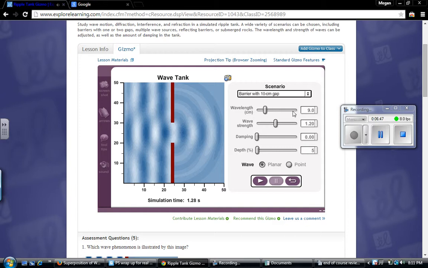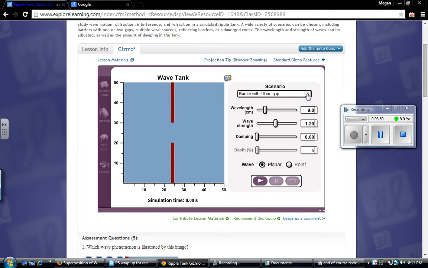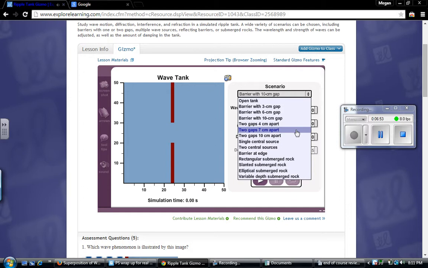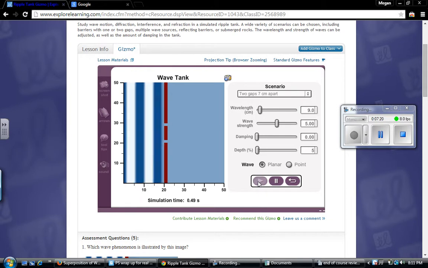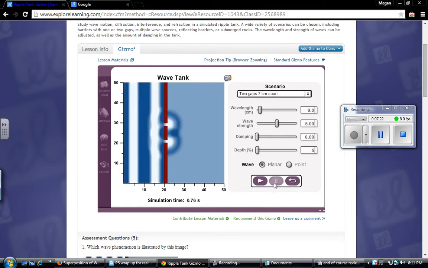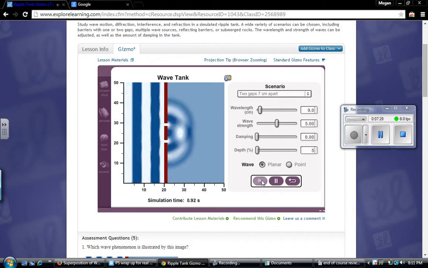Alright, now we have to combine this idea with what we just learned about constructive and destructive interference. I'm going to have a barrier with two gaps. So the waves coming through this gap are going to form those circular wave patterns, and the waves coming through this gap are going to form circular wave patterns too. The waves from this slit and the waves from this slit are going to hit each other. So let's watch and see what happens. Here it comes, the straight wave hits the gap, and there they are, we start to get two different circular wave patterns. Now these are colliding with each other.